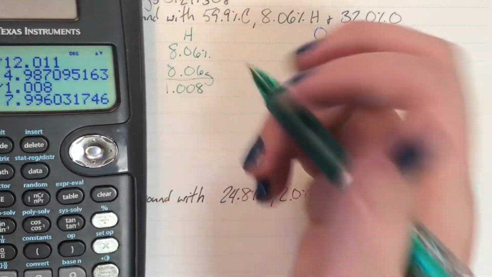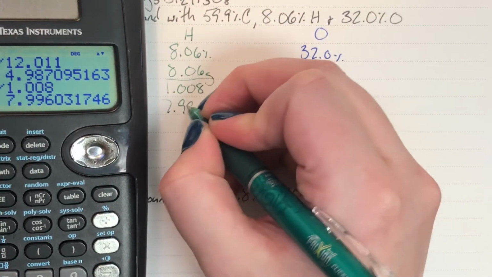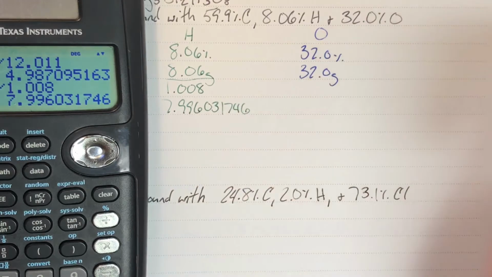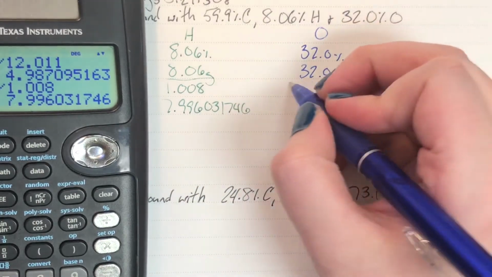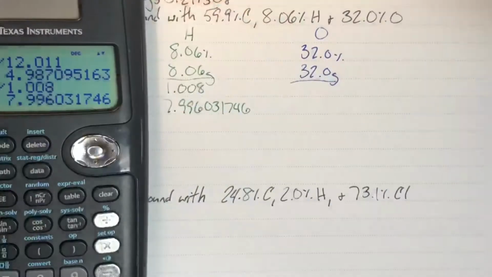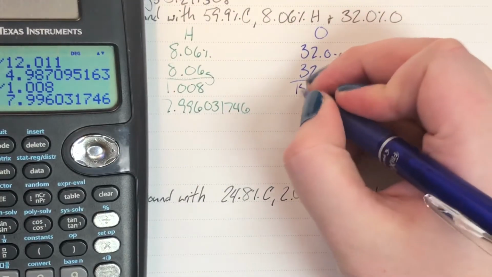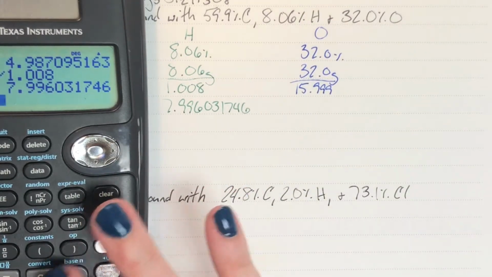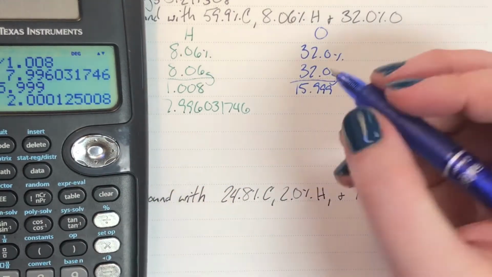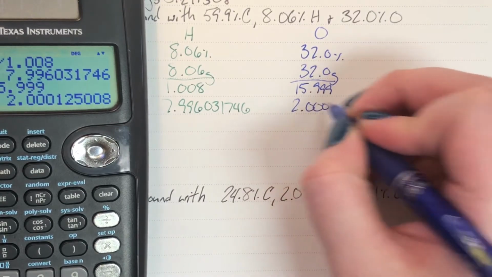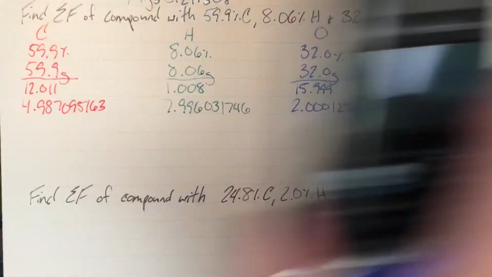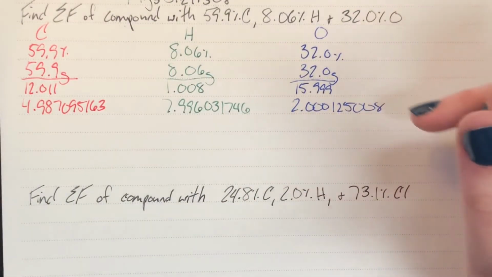And that will give me 7.9960311746. And oxygen I will be dividing by 15.999. So 32 divided by 15.999. That gives me 2.000125008. Okay, so I've done percent to mass, mass to mole.